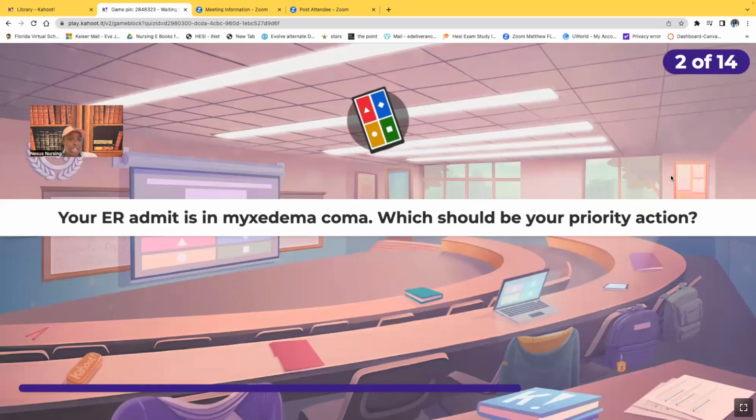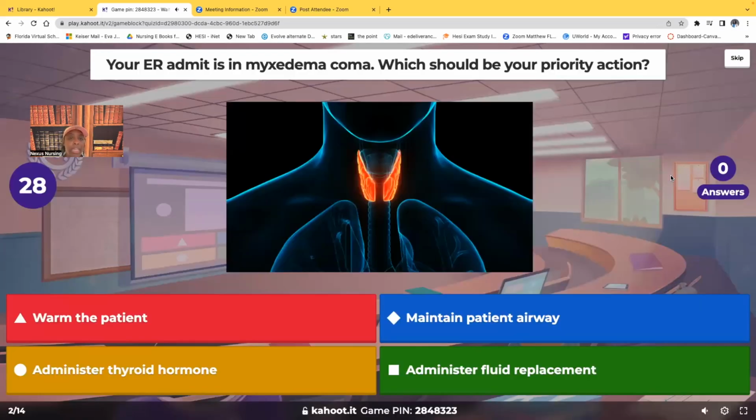Your ER admission is in myxedema coma. Which should be your priority action? Would it be to warm the patient? Would it be to maintain the patient's airway? Would it be to administer thyroid hormone? Or would it be to administer fluid replacement? Your patient is in myxedema coma. What's going to be your priority nursing action? What do you guys think?